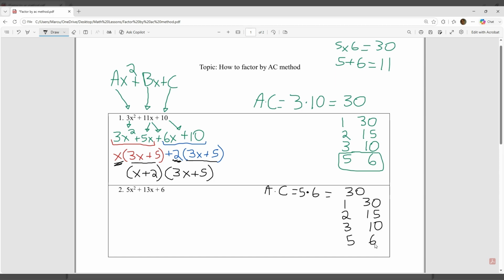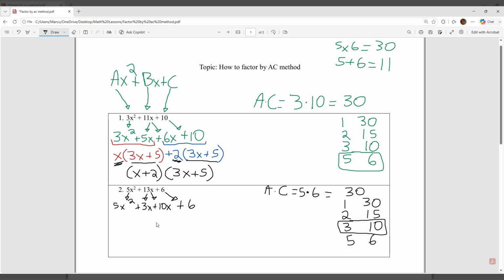Now that you have that, you have to see which pair is going to give you 13 when you add them. In this case, it's going to be 3 and 10, because 3 times 10 gives you 30, and 3 plus 10 gives you 13. So once you have that, you're going to bring the first term down, which is 5x squared. You bring the last term down, which is plus 6. And then the middle term you're going to split. So 3x and 10x. The order does not matter as long as you have those two terms. So you could do 3x plus 10x, or you could do 10x plus 3x.